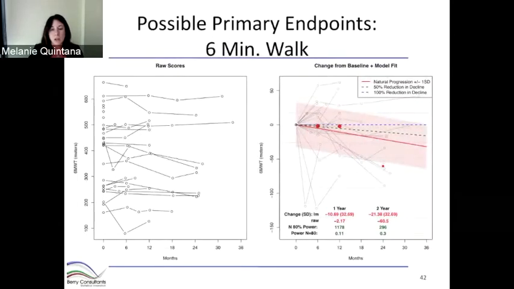Okay. So as I mentioned, in this natural history study, we're collecting lots of different endpoints. So we can take that data. This is actually what it looked like for individuals in the natural history study for, say, 6-minute walk test. How many meters can you walk in 6 minutes?